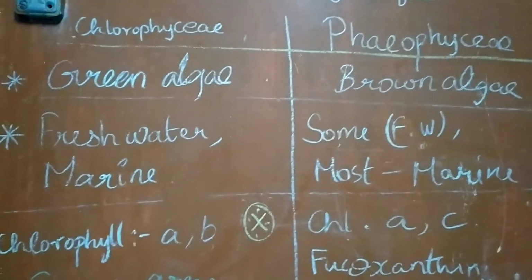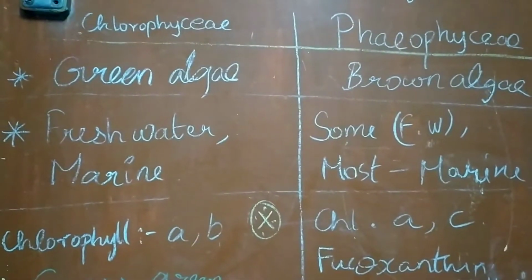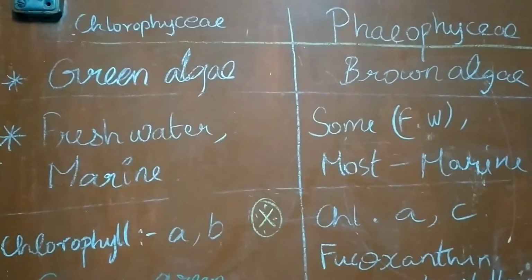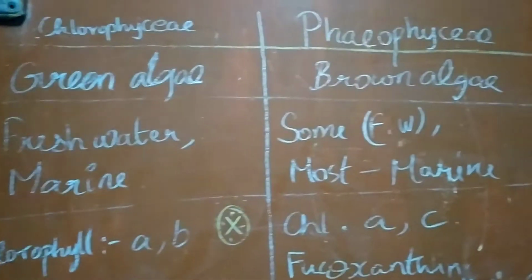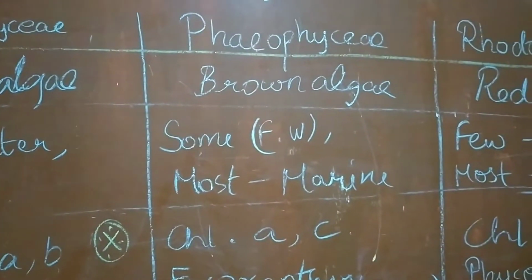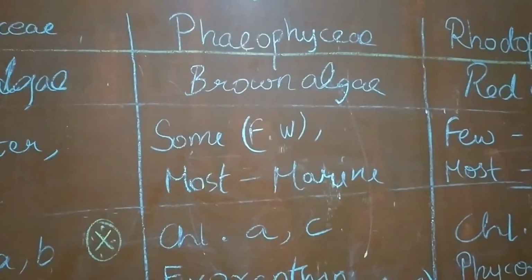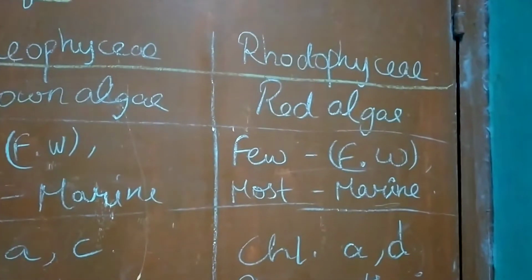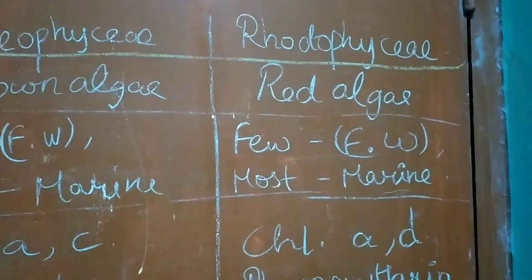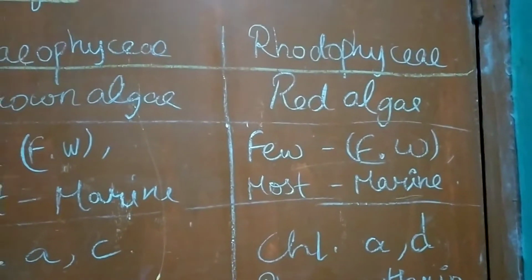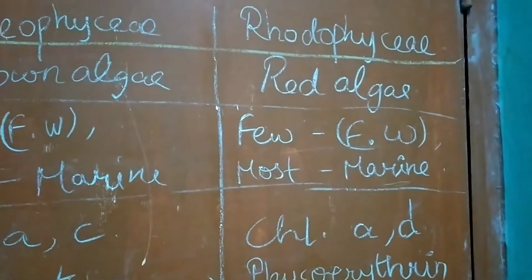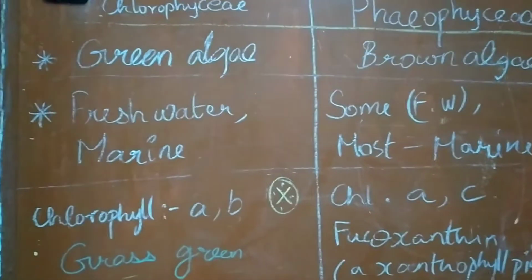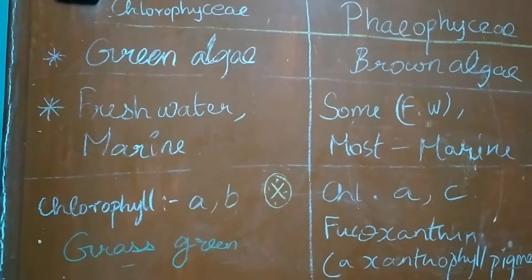So let's see the habitat. Chlorophyceae lives in freshwater and marine conditions. Phaeophyceae, most of them are marine, whereas only some are living in freshwater, and the same case is also for rhodophyceae, where only few are freshwater and most are marine. Now coming to the very important thing, the chlorophyll constituents of the classes.